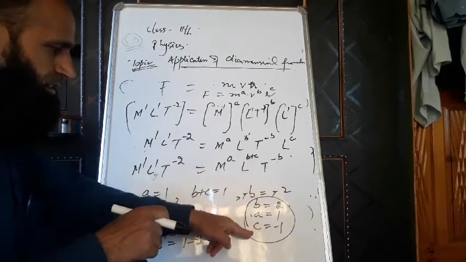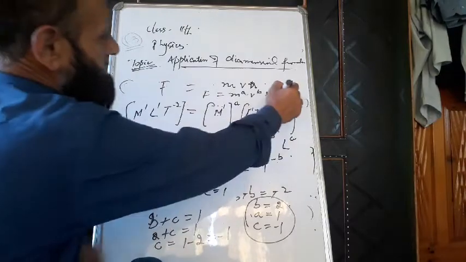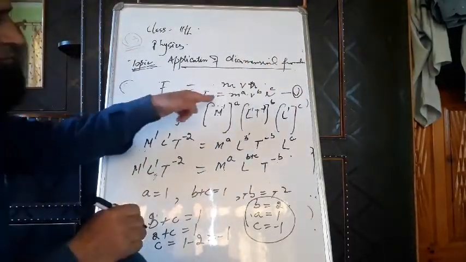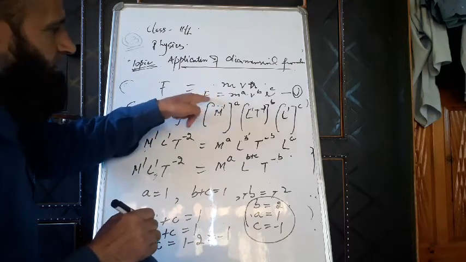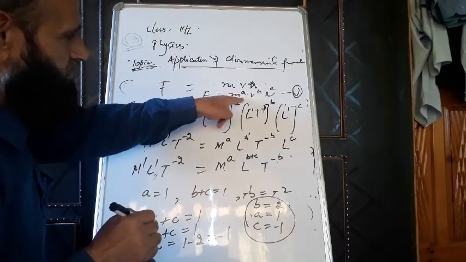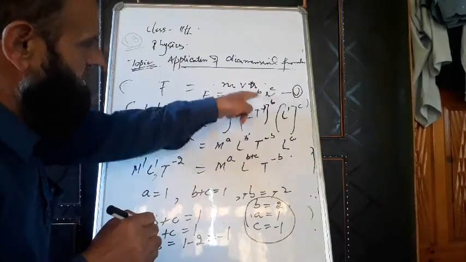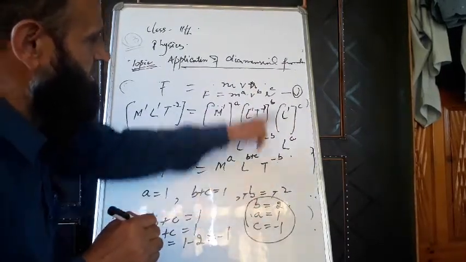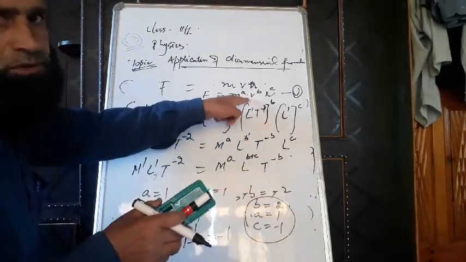So using these values in this equation, which I had forgotten earlier, F is equal to M raised to power A. Instead of A, I can take 1. Instead of B, I can take 2. Instead of C, I can take minus 1. So use these three values in this first equation.